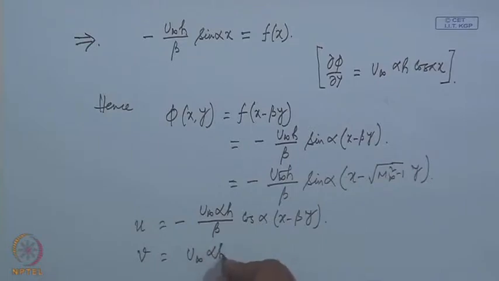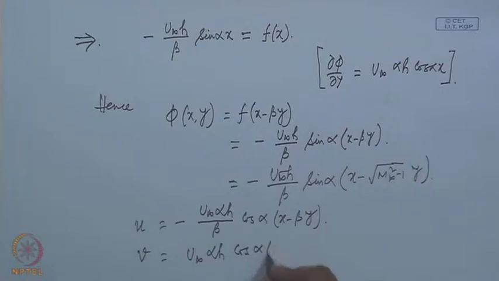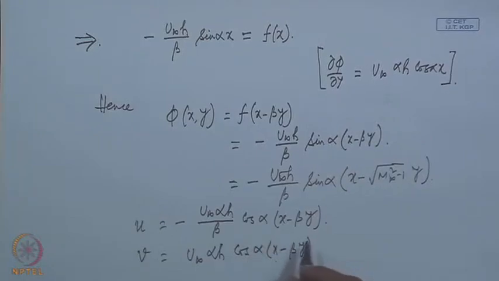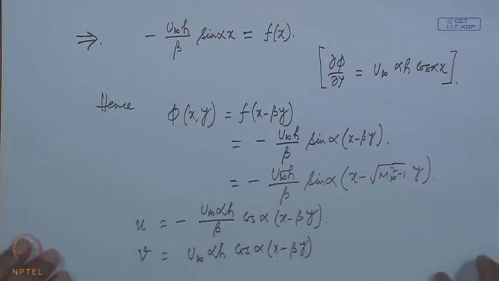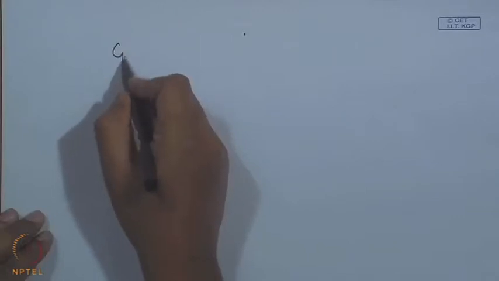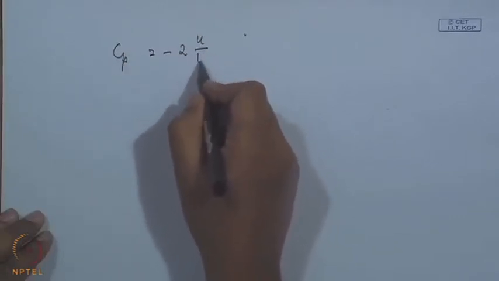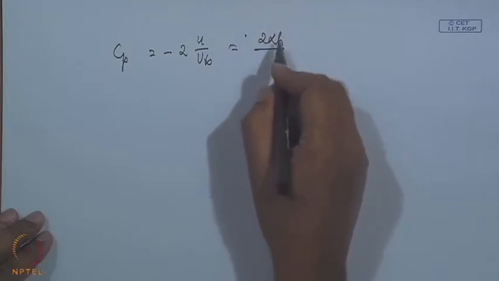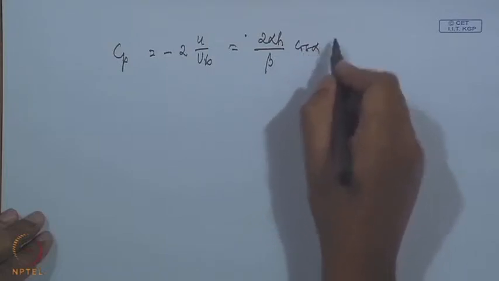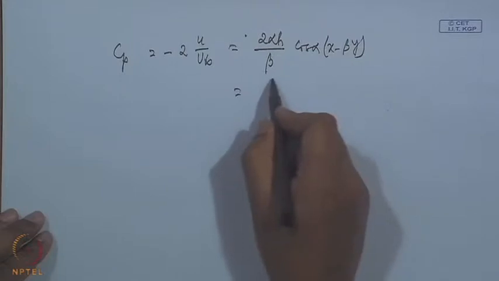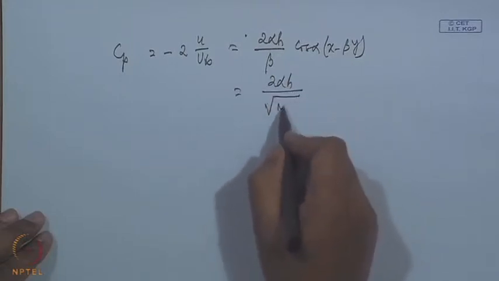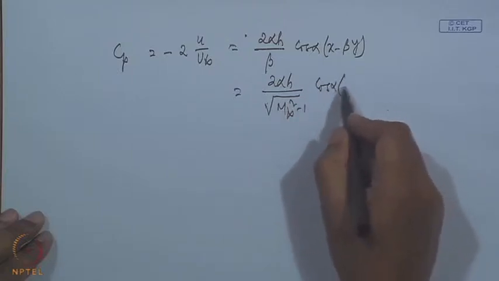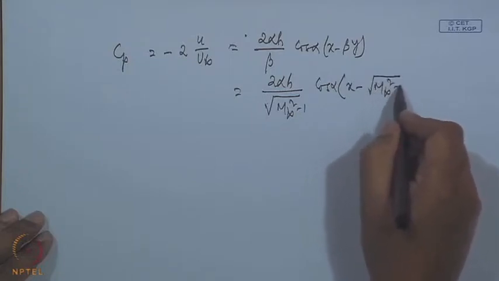U infinity alpha h cos of alpha into x minus... and the linearized pressure coefficient is minus 2 u by u infinity, that gives 2 alpha h by beta cos of alpha x minus beta y, or in terms of Mach number, which is root over M infinity square minus 1, cos alpha x minus root over M infinity square minus 1 y.